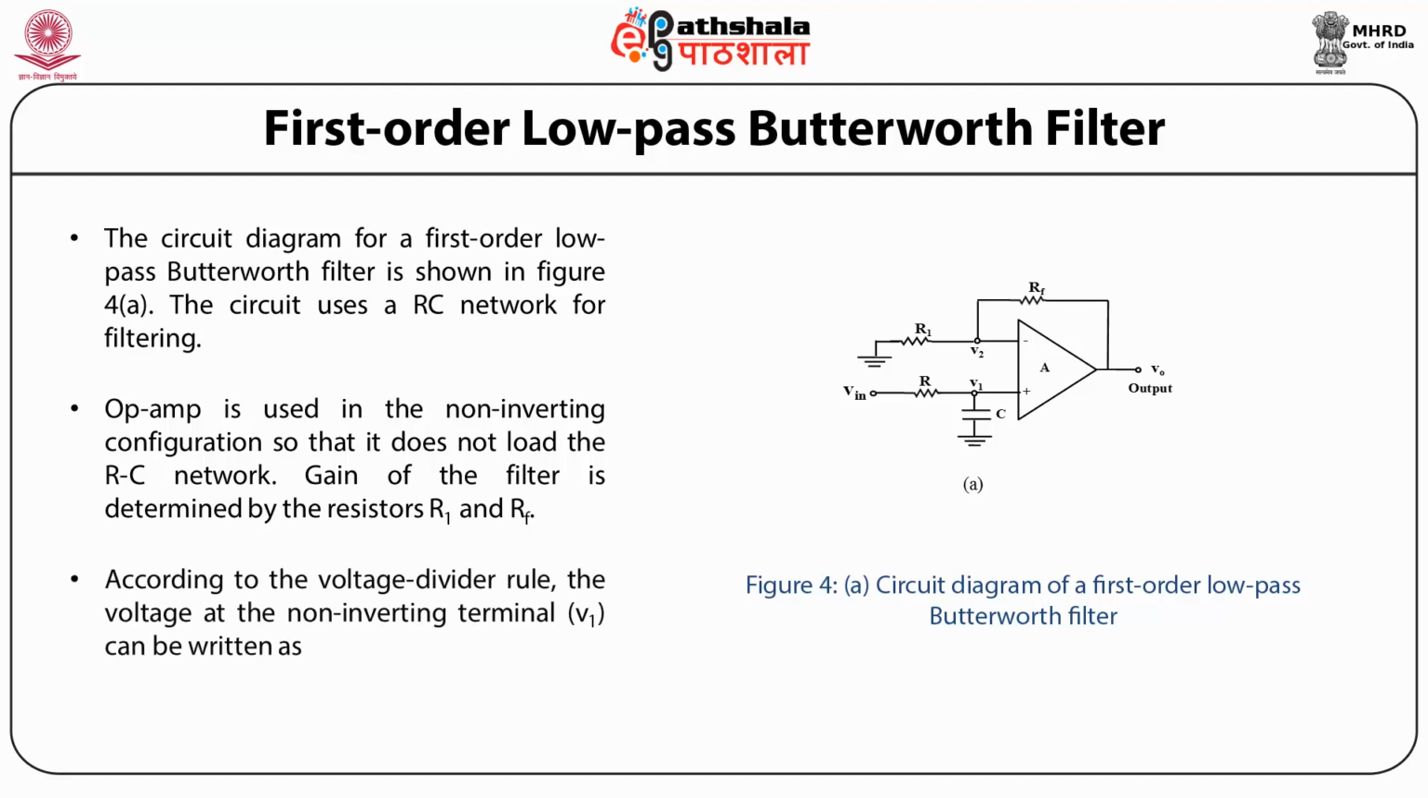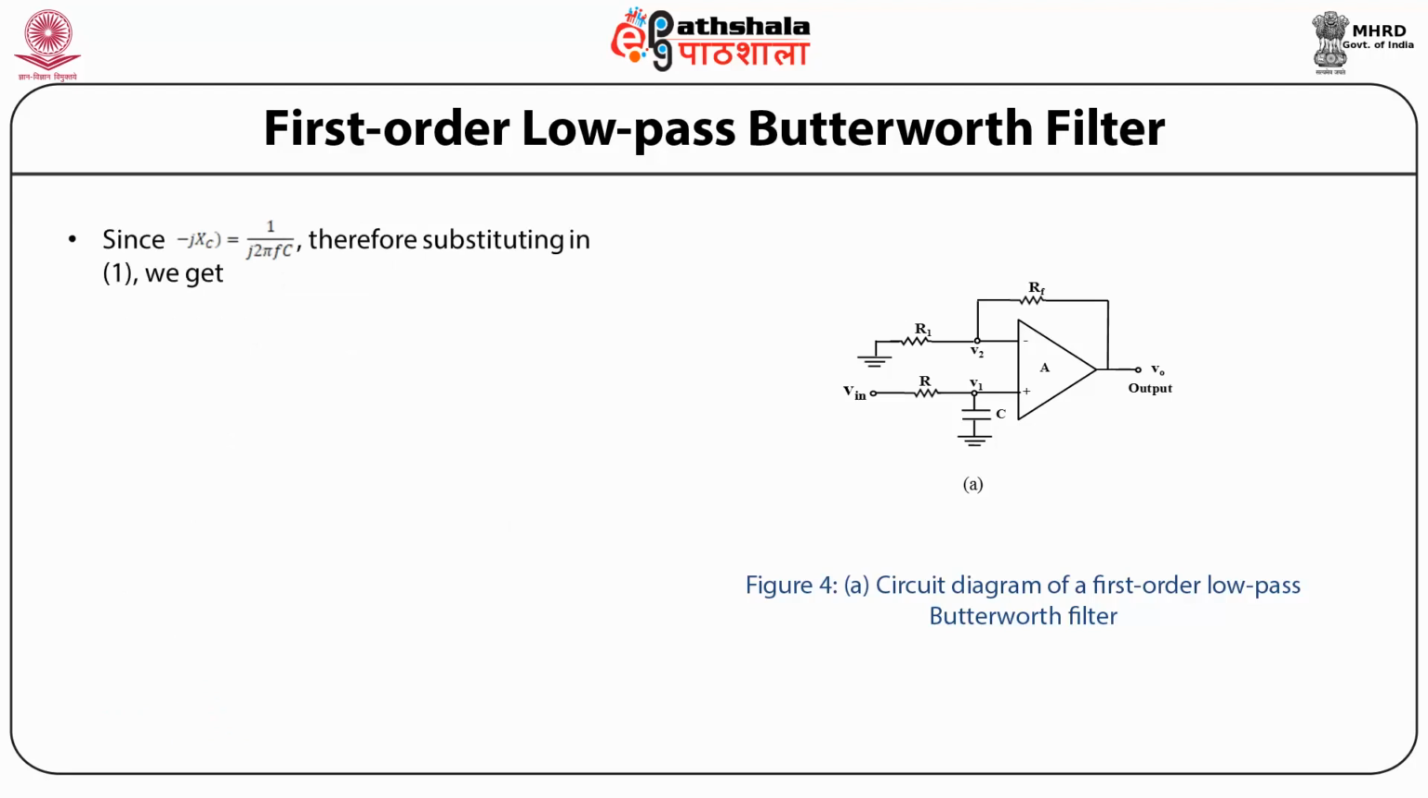According to the voltage divider rule, the voltage at the non-inverting terminal V1 can be written as V1 = (-jXc / (-jXc + R)) × Vin. Since -jXc is equal to 1 / (j2πfC), substituting in the above equation, we get V1 = Vin / (1 + j2πfRC).